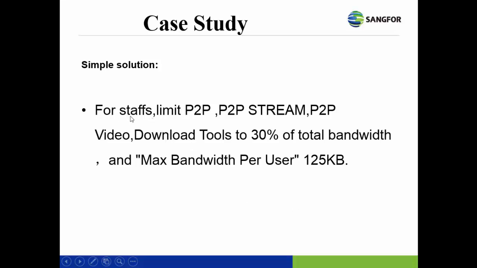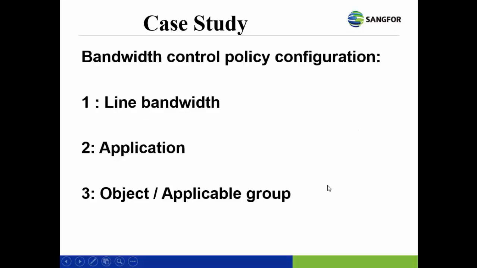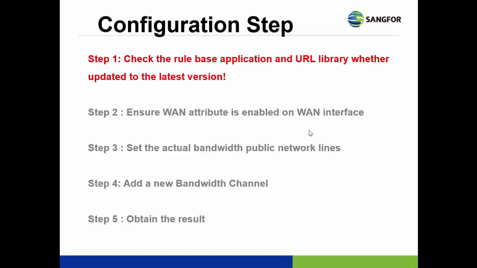So we propose a solution. For a start, we have to limit the P2P streams and P2P video download to 30% of the total bandwidth, and we have to set the per user bandwidth to 125 KB. So in the bandwidth control policy configuration, first we have to do the line bandwidth, second the application, and the third one is the object and applicable groups.